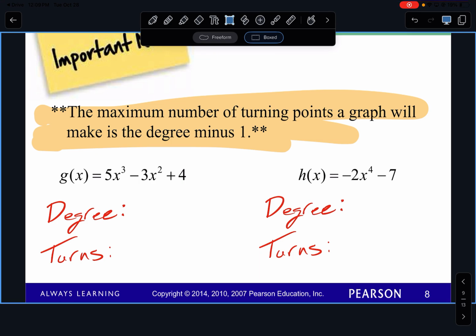All right, on the first one here, what's our degree? The degree is the highest exponent we have. That's 3. So then how many turns do we have? 2 turns, because it's degree minus 1. On the second one, it's raised to the 4th power, so our degree is 4. Our turns would be 3 turns.